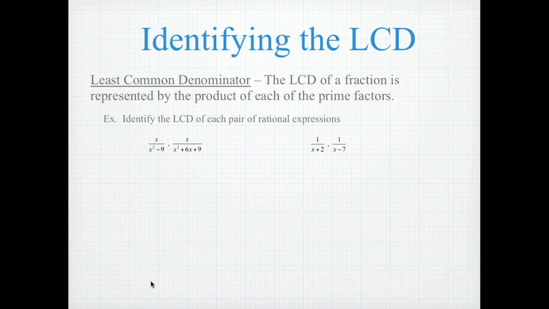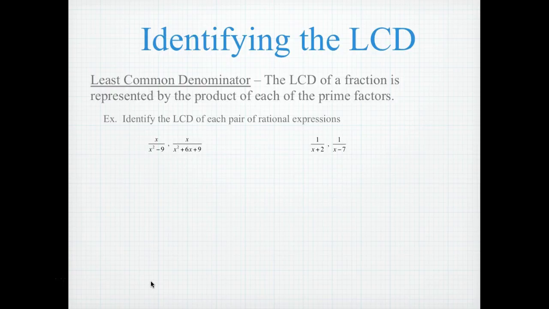The least common denominator of a fraction is represented by the product of each of the prime factors. So in this case, I'm going to provide you with a couple of fractions, and we're going to identify the LCD of each pair of rational expressions. So in our first pair, we have x over x squared minus 9 and x over x squared plus 6x plus 9. Our first step is to factor.